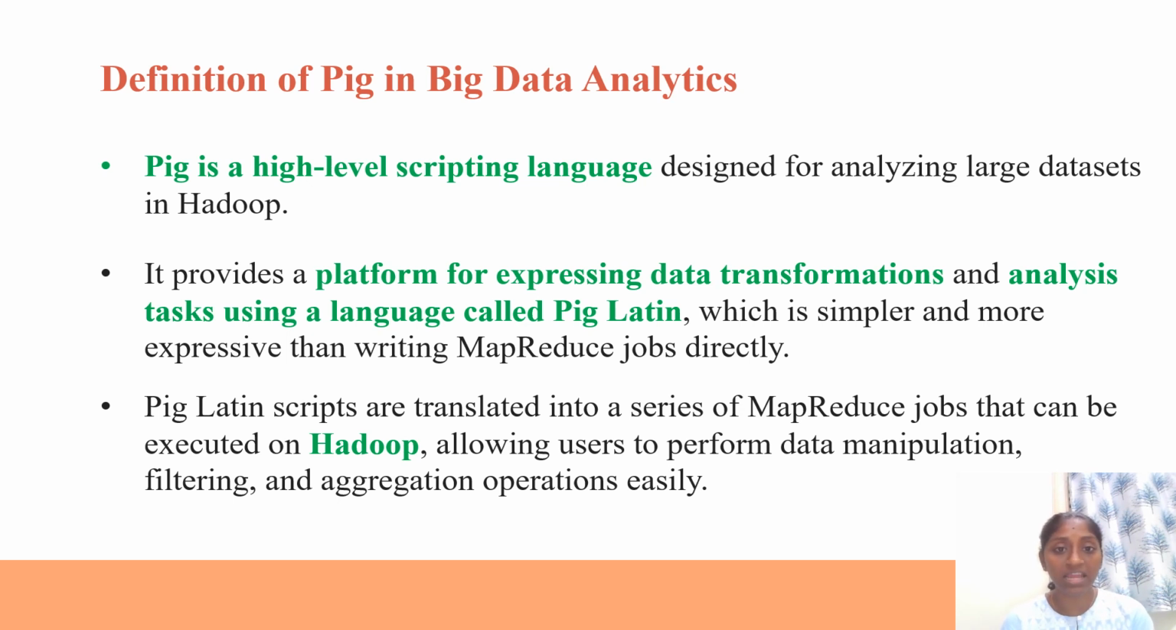Definition of PIG in Big Data Analytics. PIG is a high-level scripting language which is designed for analyzing large data sets in Hadoop. It provides a platform for expressing data transformations and analysis tasks using a language called PIG Latin, which is similar to and more expressive than writing MapReduce jobs directly.